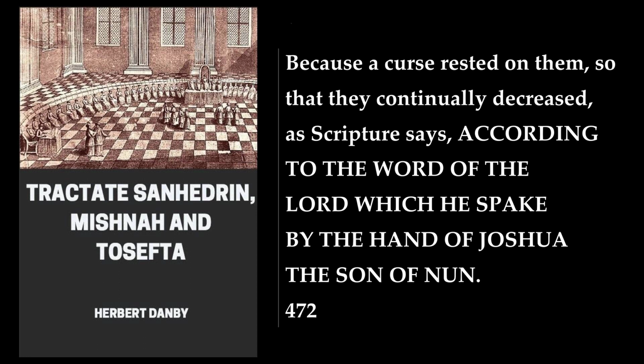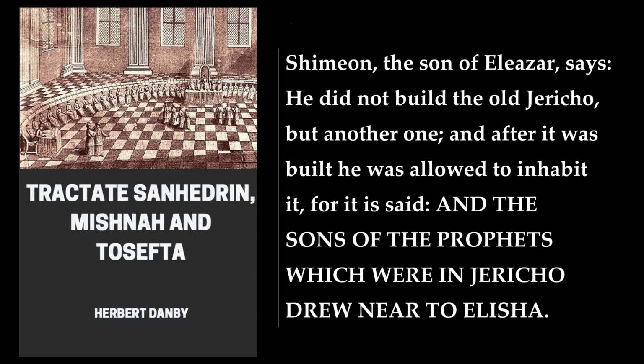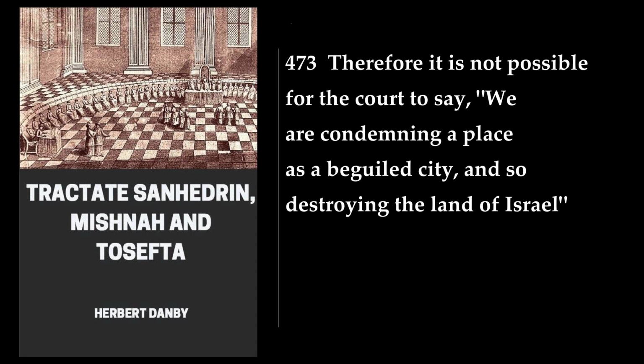472. 10. R. Shimeon, the son of Eleazar, says, He did not build the old Jericho, but another one, and after it was built he was allowed to inhabit it, for it is said, And the sons of the prophets which were in Jericho drew near to Elisha. 473. Therefore it is not possible for the court to say, We are condemning a place as a beguiled city, and so destroying the land of Israel.